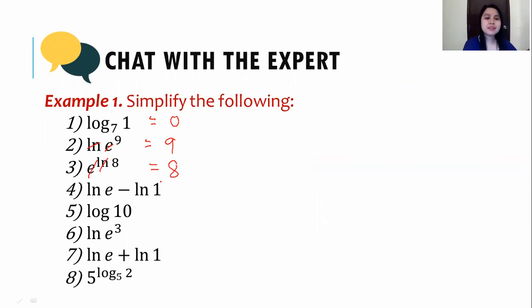Very good. Next, ln of e minus ln of 1. The value of ln of e, remember we cancel it. The answer is 1. Minus ln of 1 is 0. So 1 minus 0 is 1.